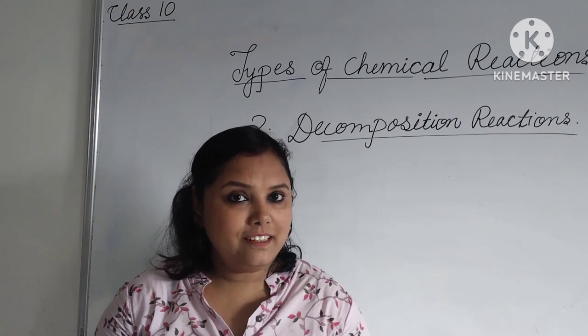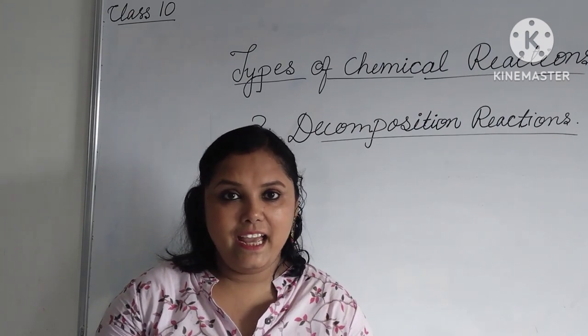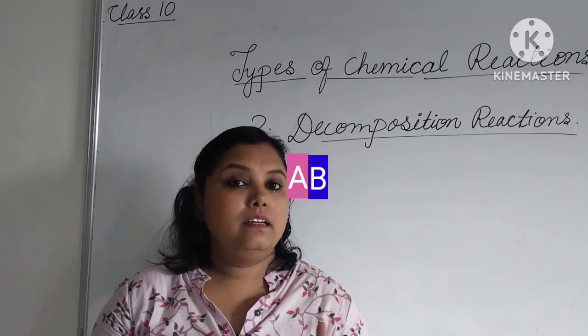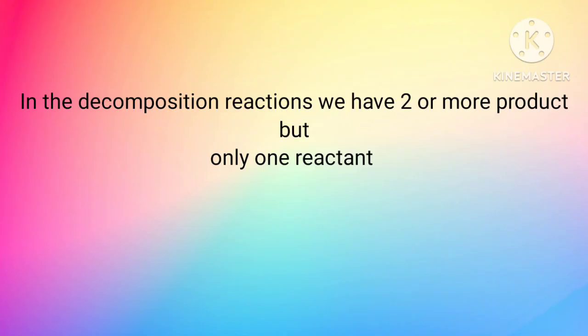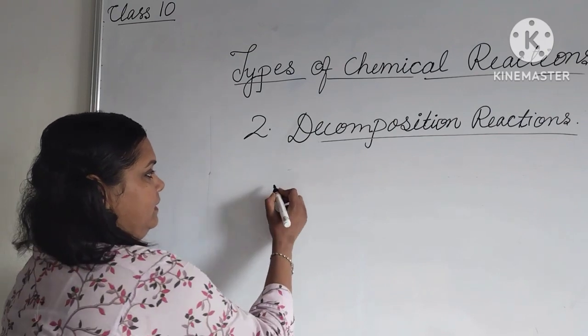A decomposition reaction can be represented as AB decomposes to give A and B. Decomposition reaction, we have two or more product but only one reactant. Now we'll take one more example.